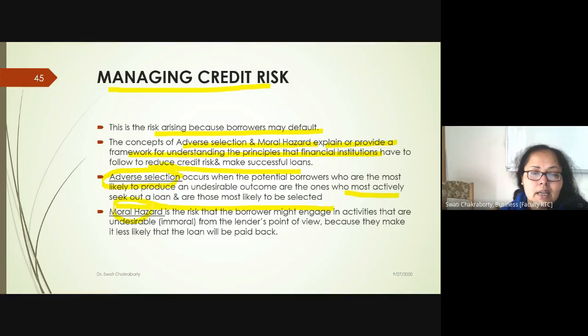The second thing is moral hazard, which is the risk that the borrower might engage in activities which are undesirable, immoral from the lender's point of view, because they make it less likely that the loan will be paid back. So when they get involved in these undesirable activities, the probability that the loan will be paid back reduces.